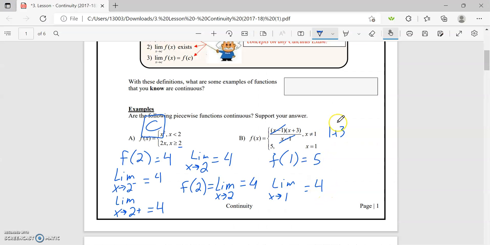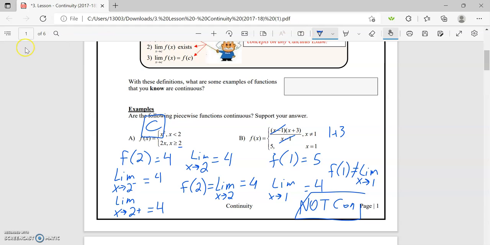So graphically we confirm it, algebraically we confirm it, but the problem is that f of 1 does not equal the limit as x approaches 1. Therefore, it is not continuous.